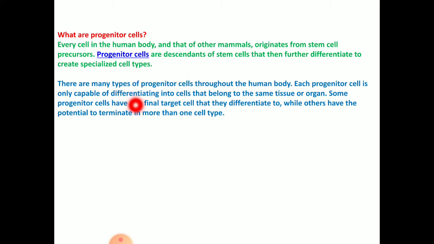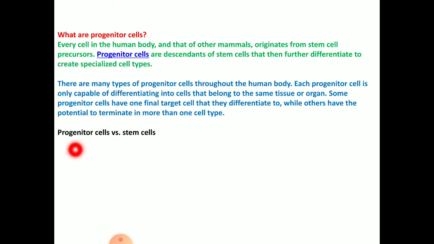That means any progenitor cell can give rise to the cells that belong to the same type of tissue or organ. So it gives rise to the same type of cells, and all of those are progenitor cells. Some progenitor cells have one final target cell that they differentiate to, while others have the potential to terminate in more than one cell type.